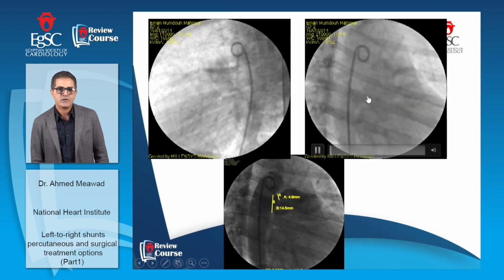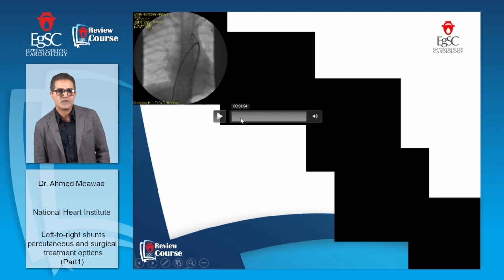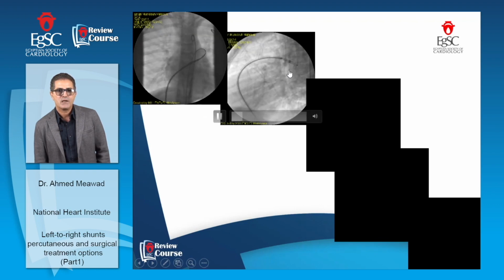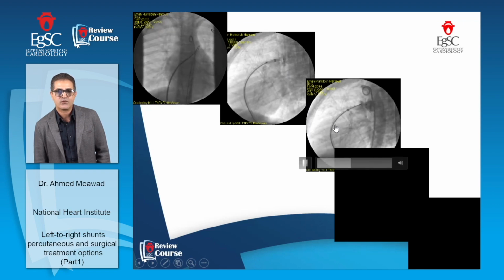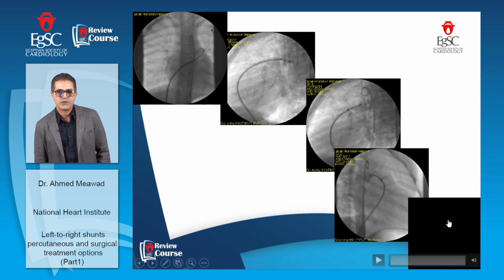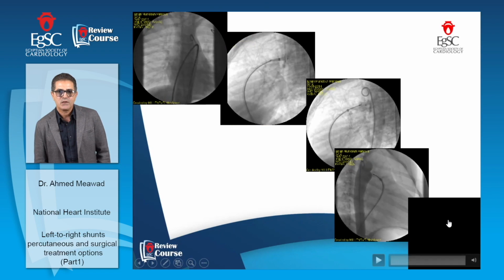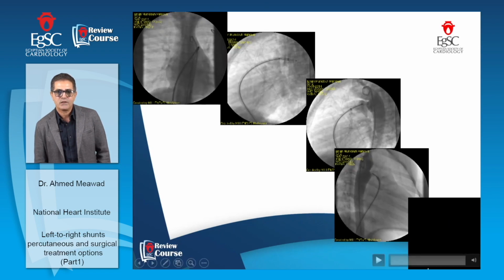We measure the diameter. The technique of closure is by introducing the sheath over a super stiff wire after crossing the PDA from the pulmonary artery to the aorta. We introduce the sheath from the right side through the PDA to the descending aorta, and then we introduce the duct occluder in the descending aorta and withdraw the whole system to the PDA position. With angiogram, we make sure that the device is in position with no residual flow, and then we disconnect the device.